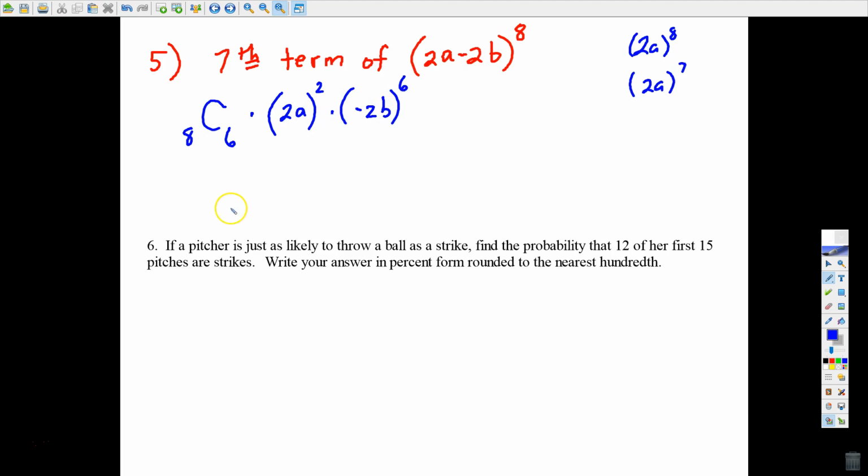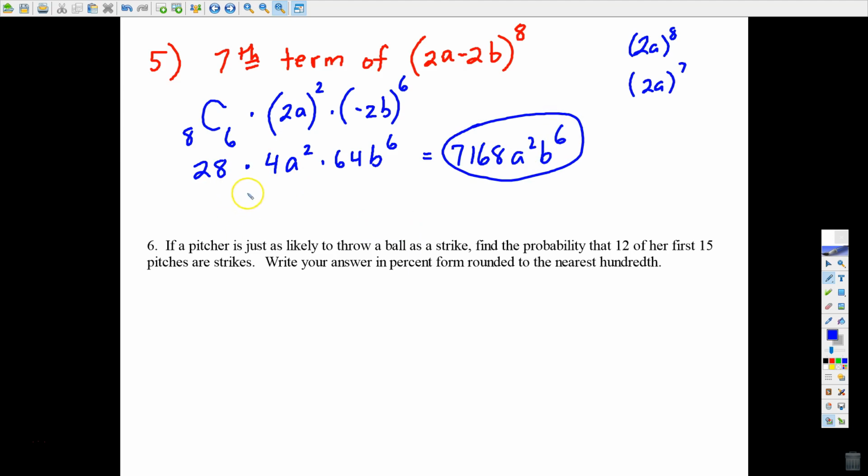And now you're ready to just grab your calculator, and you're going to do 8C6. So if you do 8 nCr 6 in your calculator, you're going to get 28. This is 4a squared. Negative 2 to the 6th power is positive 64, b to the 6th. And now we just multiply all this together with your calculator, and we get 7,168 a squared b to the 6th. And that's your answer for number 5.